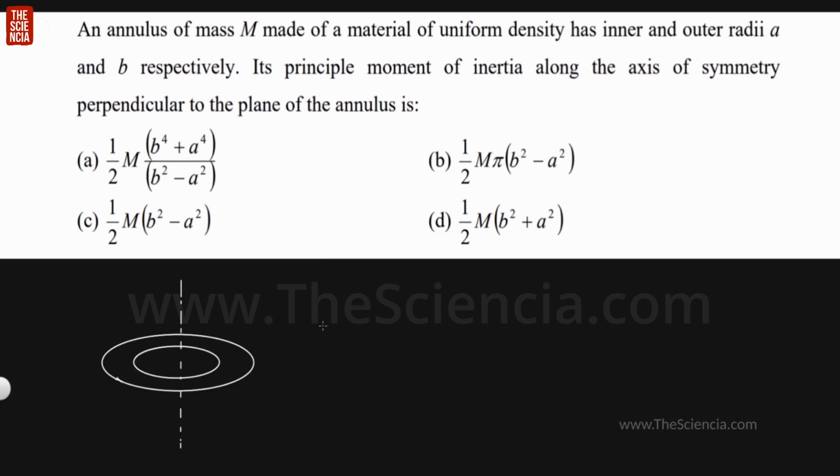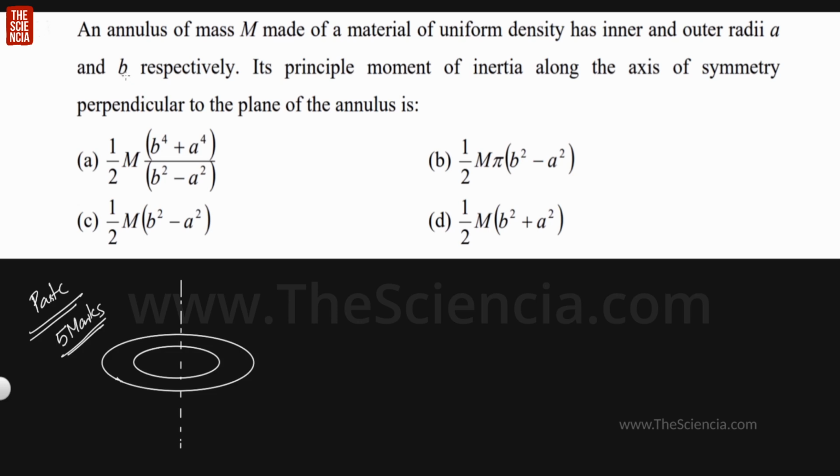Let us discuss one previous NET problem. Okay, it is asked in part C. That means this is a 5 marks question. This is a very simple problem. You can easily get this 5 marks. Can you do it by yourself? Okay, I will help you to solve this problem.